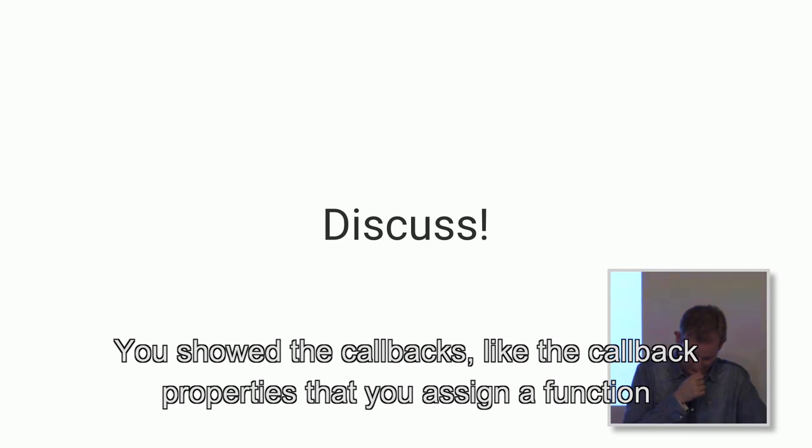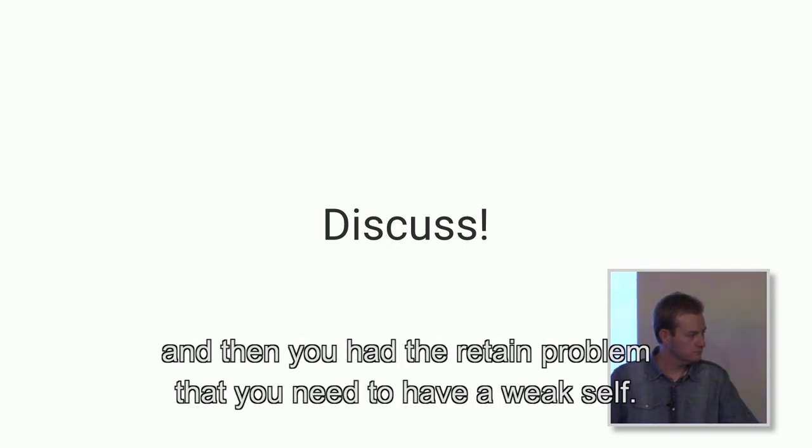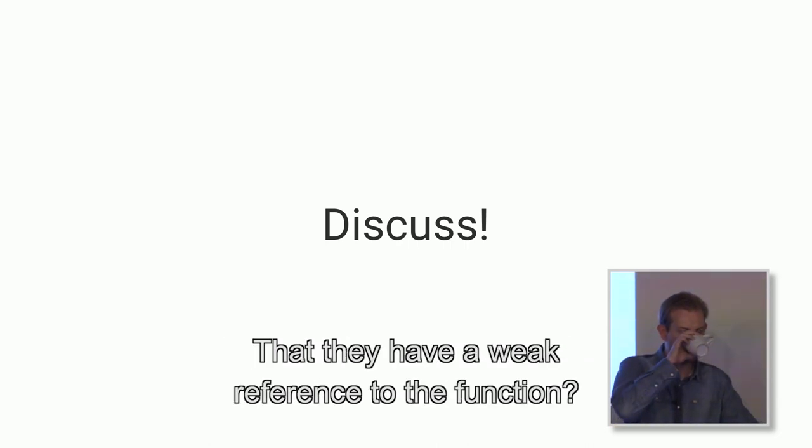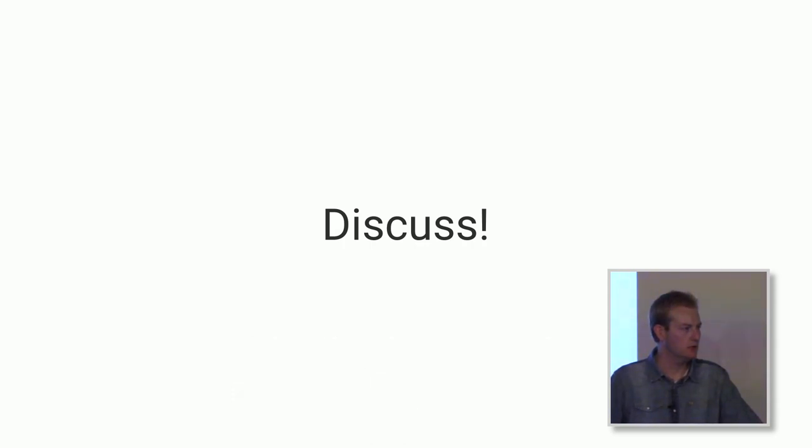You showed the callback properties, where you assign a function, and then you have the return problem where you need to have weak self. Can't you have the properties themselves be weak, so they have a weak reference to the function? Maybe. I'm not sure if it's weak. It needs to be a class type, I think, not a reference type. Yeah, a closure is a reference type, but not a class. So that won't work. Yeah.